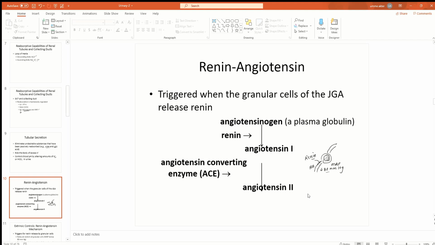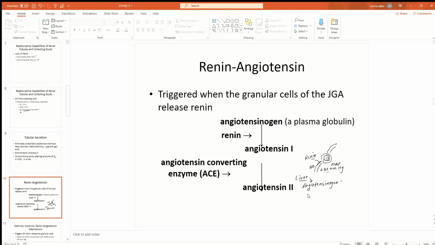Okay, and that renin will do what? Will convert a protein that is called angiotensinogen. Angiotensinogen is present in the blood, it comes from the liver. So the liver would release the angiotensinogen into the blood.